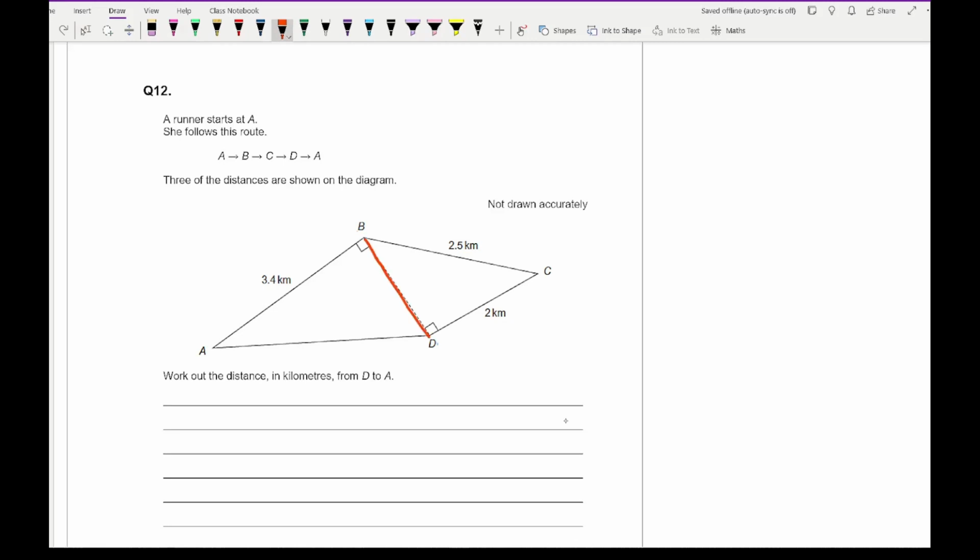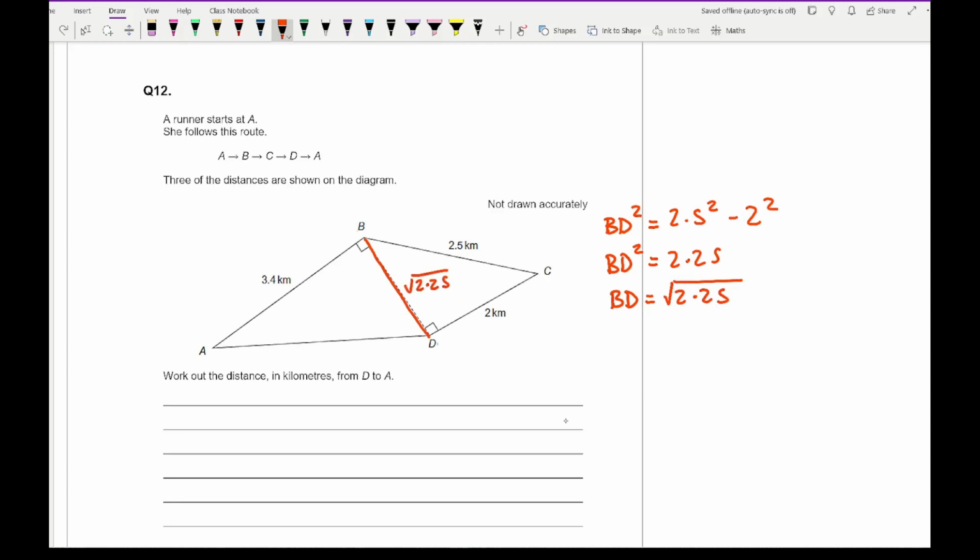So if I start off by working what B to D is, well, B to D squared is going to be 2.5 squared minus 2 squared. So B to D squared is going to equal, and if I type that into my calculator, I get an answer of 2.25. So B to D is going to equal the square root of 2.25. Now I'm going to leave that as it is, and again, I'm just going to label it on the diagram.